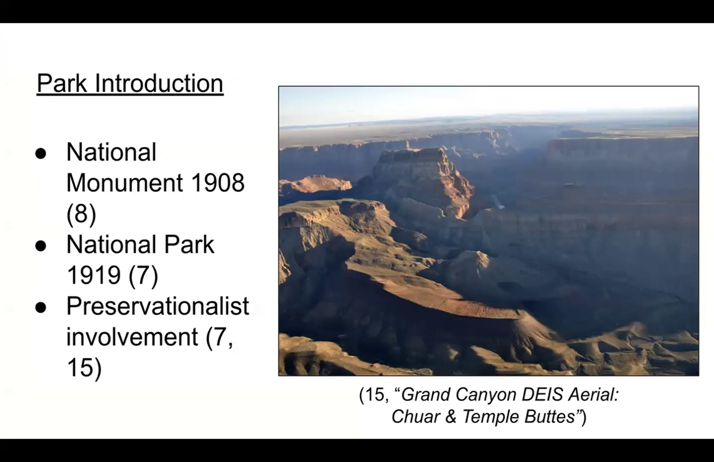And historically, there's been a lot of preservationist involvement in both the monument and the park, according to the description of this photo that's found in Source 15. The work of preservationists made it so that catastrophic plans never came to full fruition, though the Glen Canyon Dam did cause many erosion-related problems.